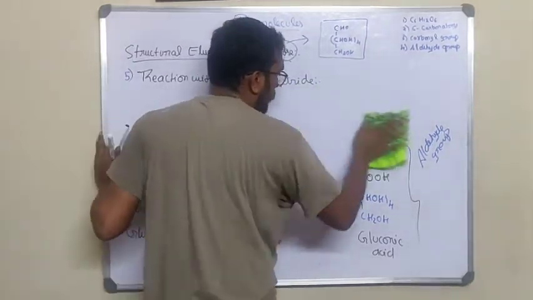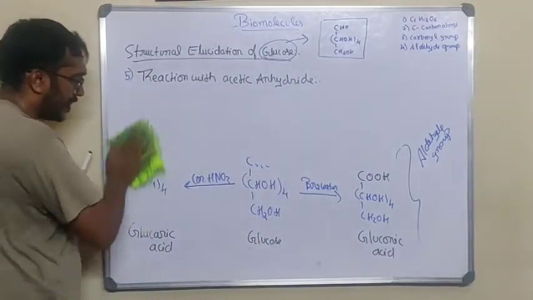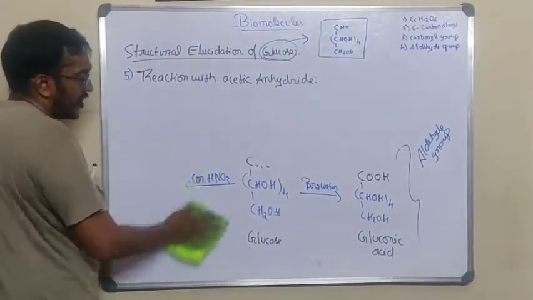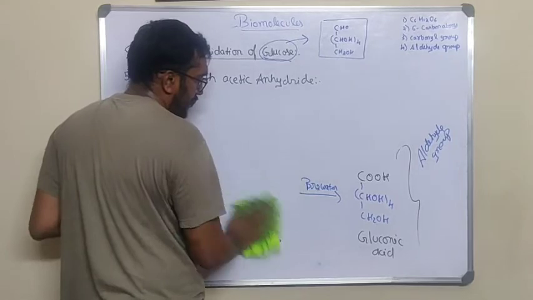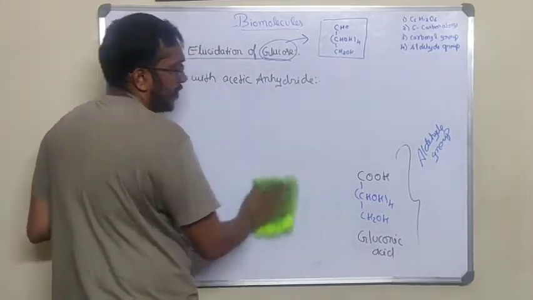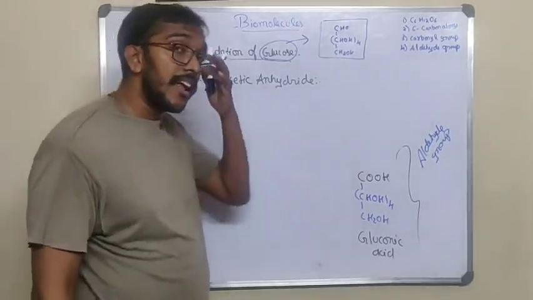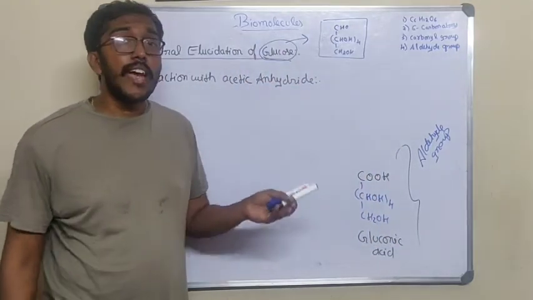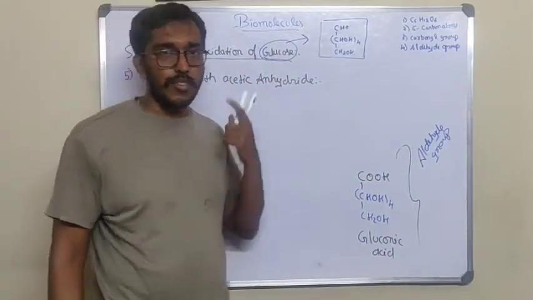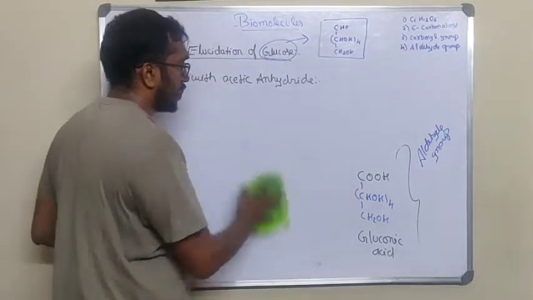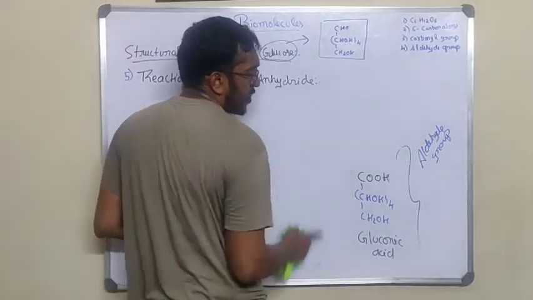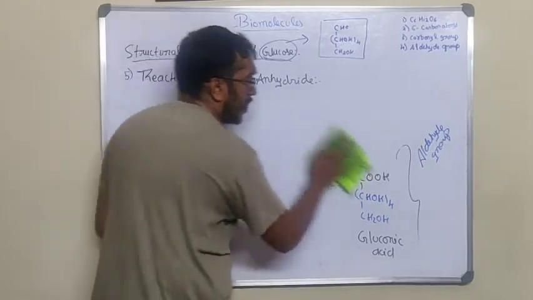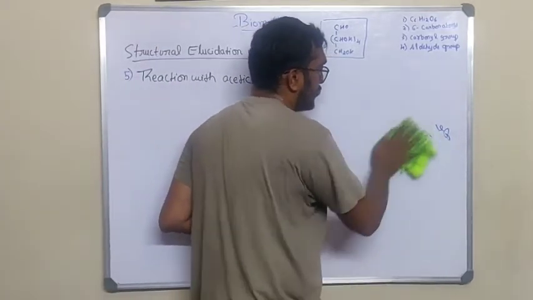Children, this chapter is very, very easy. One thing, you should learn the concepts very clearly, because they may ask you in your final exam what happens when glucose reacts with concentrated HNO3 or bromine water. You should be aware of the structure of the product. That is very important.